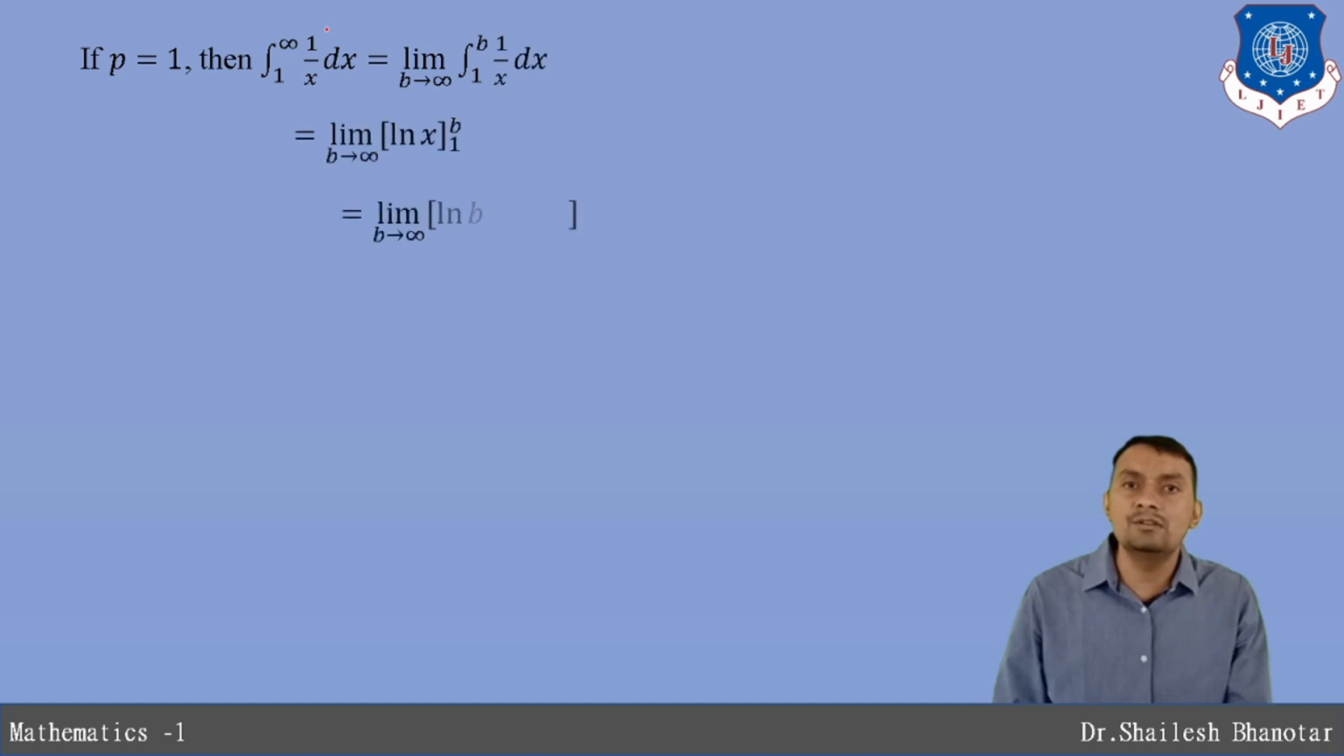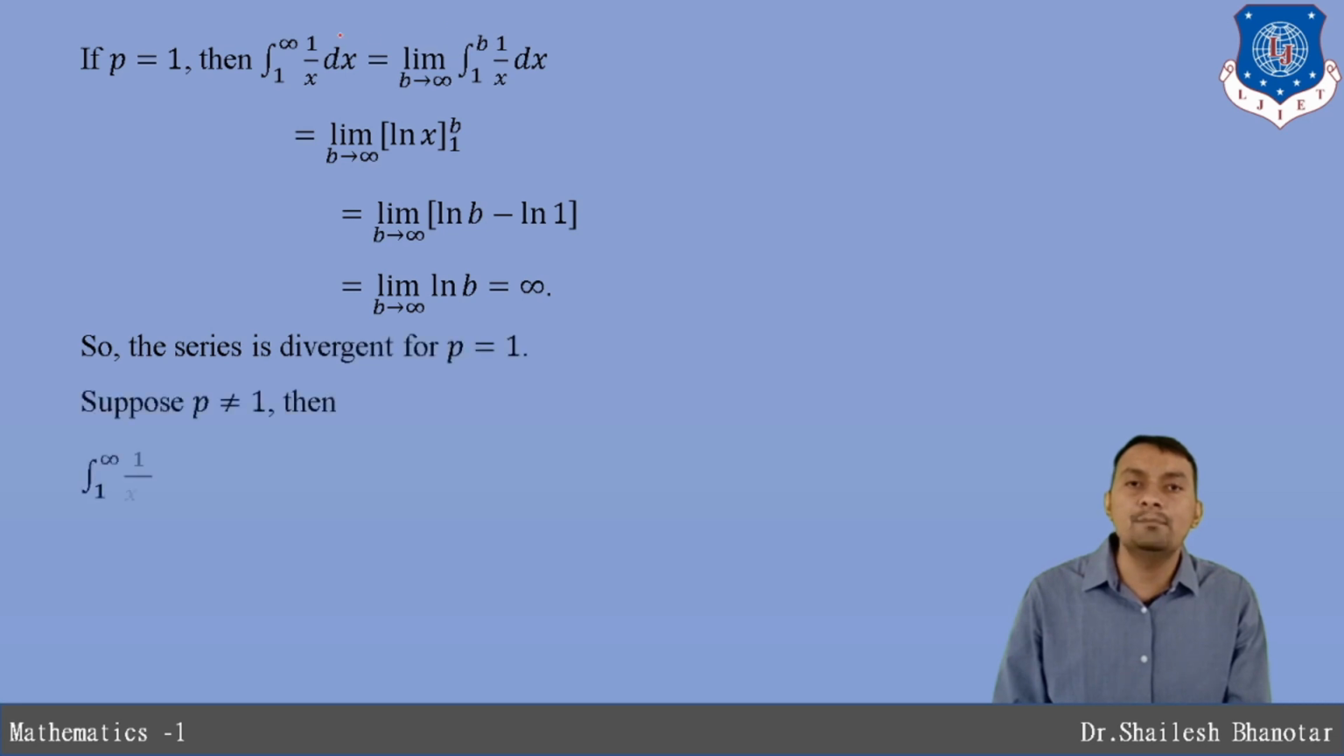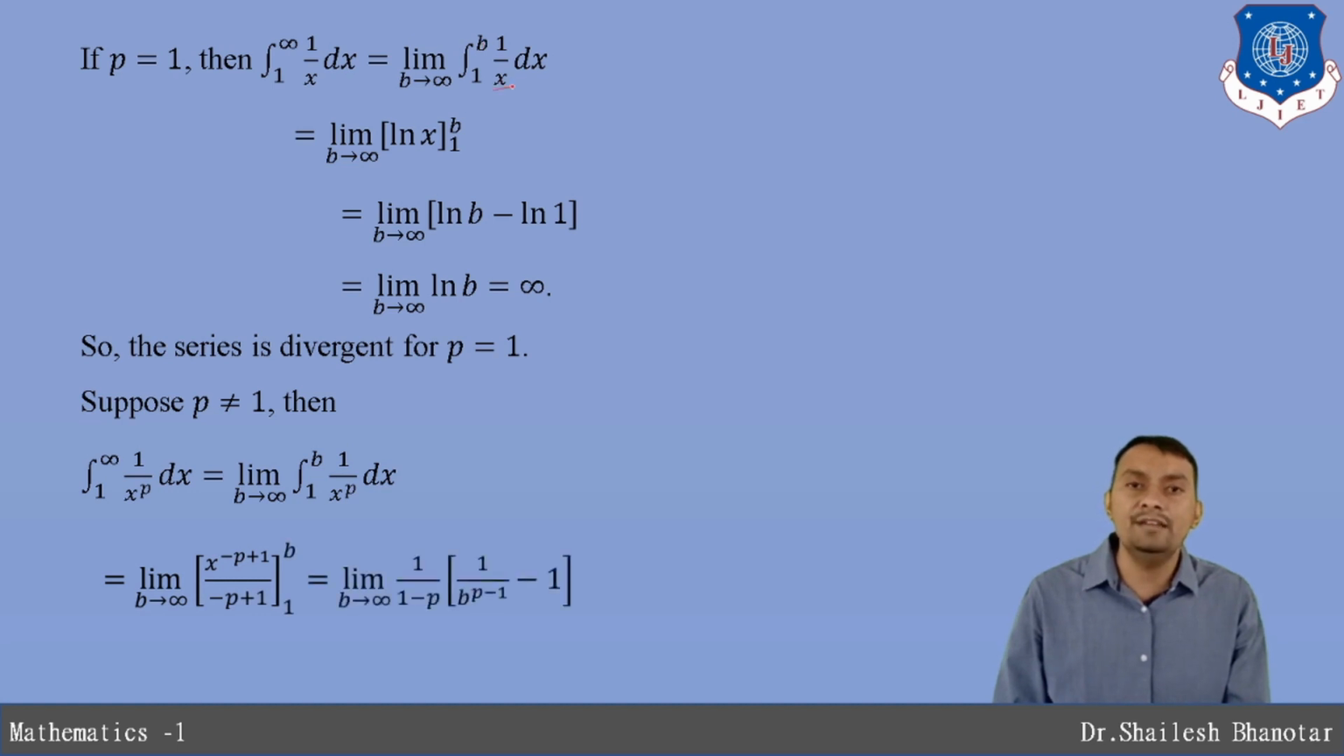Let us first assume that p is equal to 1. So the integral from 1 to infinity of 1 divided by x dx. Here it is an improper integral, so you have to take the limit as b tends to infinity. When you integrate it, you will get an answer that tends to infinity. And therefore for p equal to 1, the series is divergent. That means the series 1 divided by n is divergent.